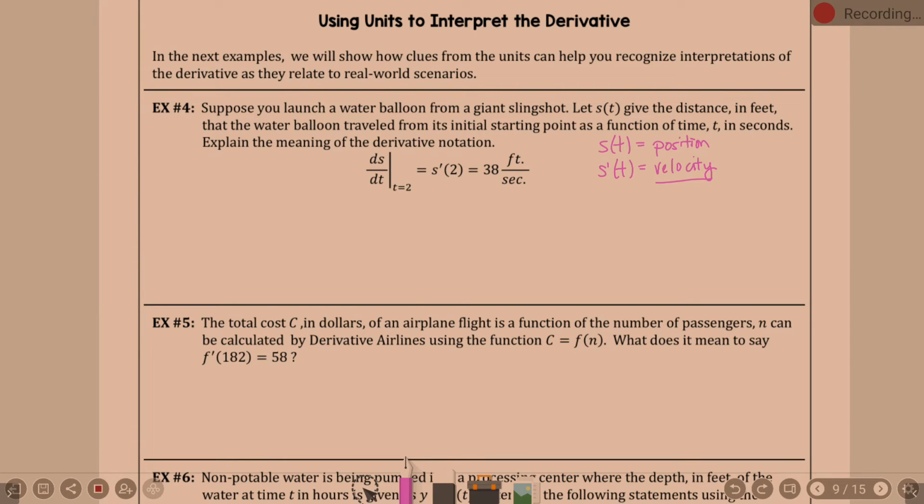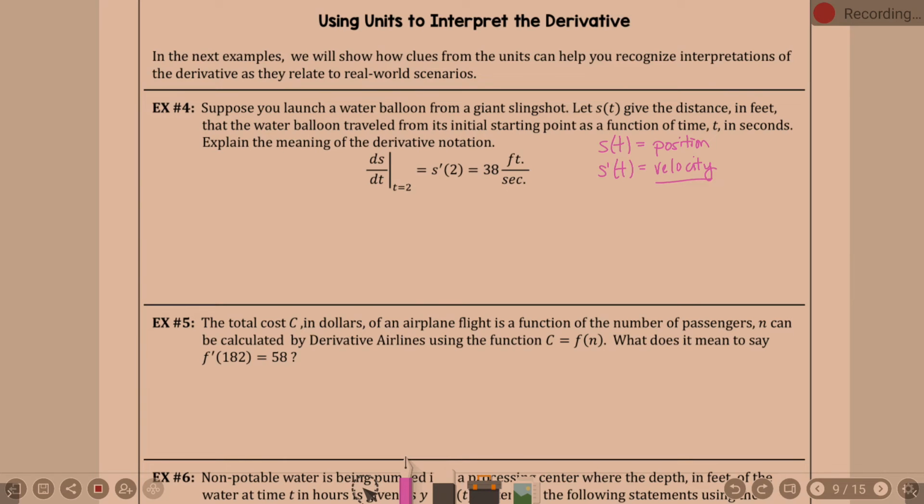So when t equals 2 seconds, the balloon is, let's see, do I want to say traveling? Moving? Okay, because s prime of t is velocity. So that's talking about kind of like the speed we're moving at. I can't use the word speed exactly for velocity, but it is moving at that velocity of 38 feet per second. So one thing to note here is connect. When they say position and you see derivative of position, you have to be able to connect that that is velocity.